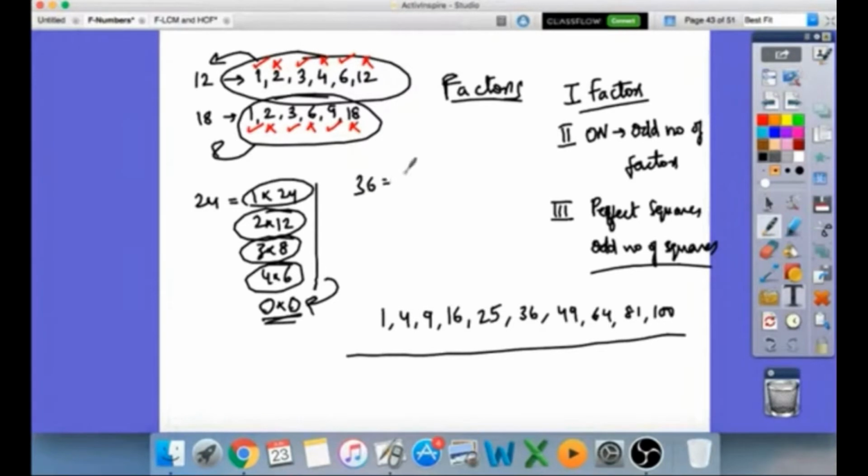If we are writing the factors for 36, that's 1 into 36, 2 into 18, 3 into 12, 4 into 9, and 6 into 6. Look at this, how many factors are there? This is 1, 2, 3, 4, 5, 6, 7, 8, and 9 factors. Since it has an odd number of factors, once the first fellow turns it on, this fellow turns it off. On, off, on, off, on, off, and finally it will be in the on position. That's how. Is that clear? Then let's get back to the next question.